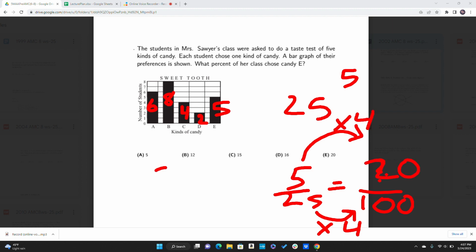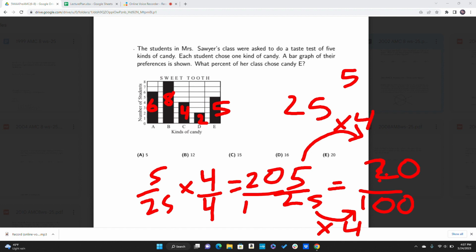So because we have 5 over 25, and we're multiplying it by a number that's the same as 1, we're multiplying it by 4 over 4, which you can simplify to 1. That doesn't change the fraction. Multiplying anything by 1 will keep the number the same. So 5 over 25 times 4 over 4 equals 20 over 100. That means 5 is 20% of 100. And that's the percent of her class that chose candy E.